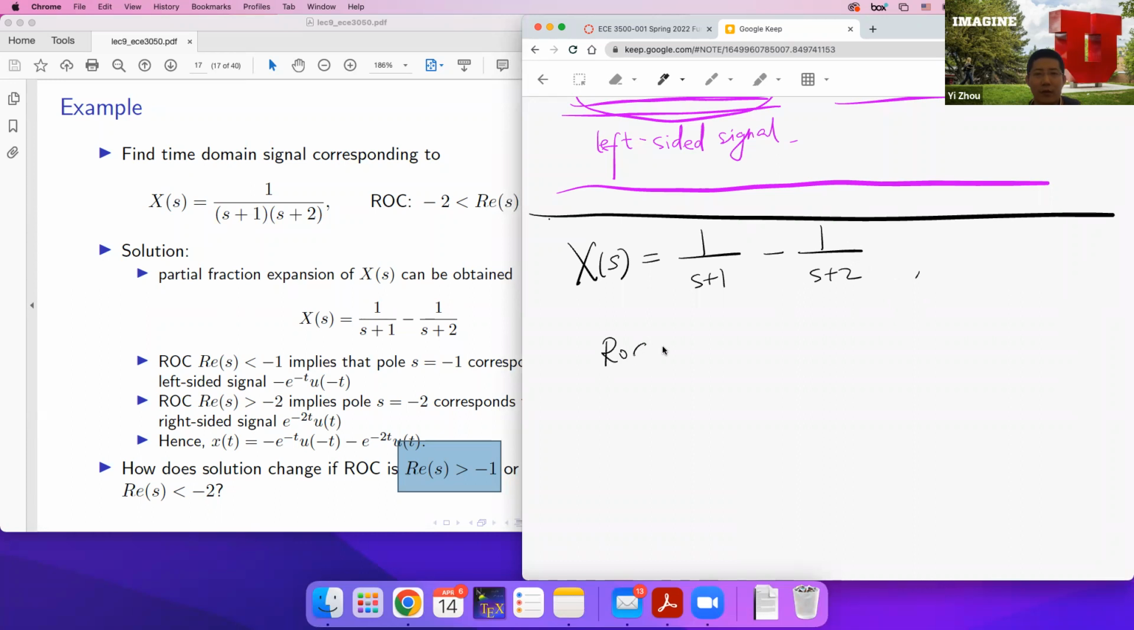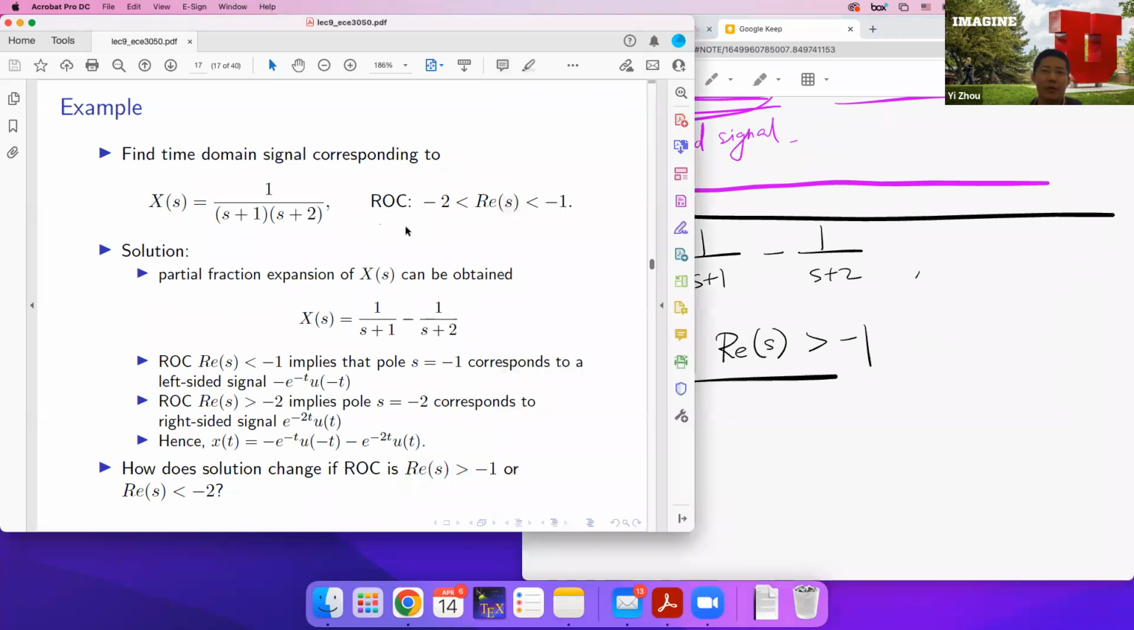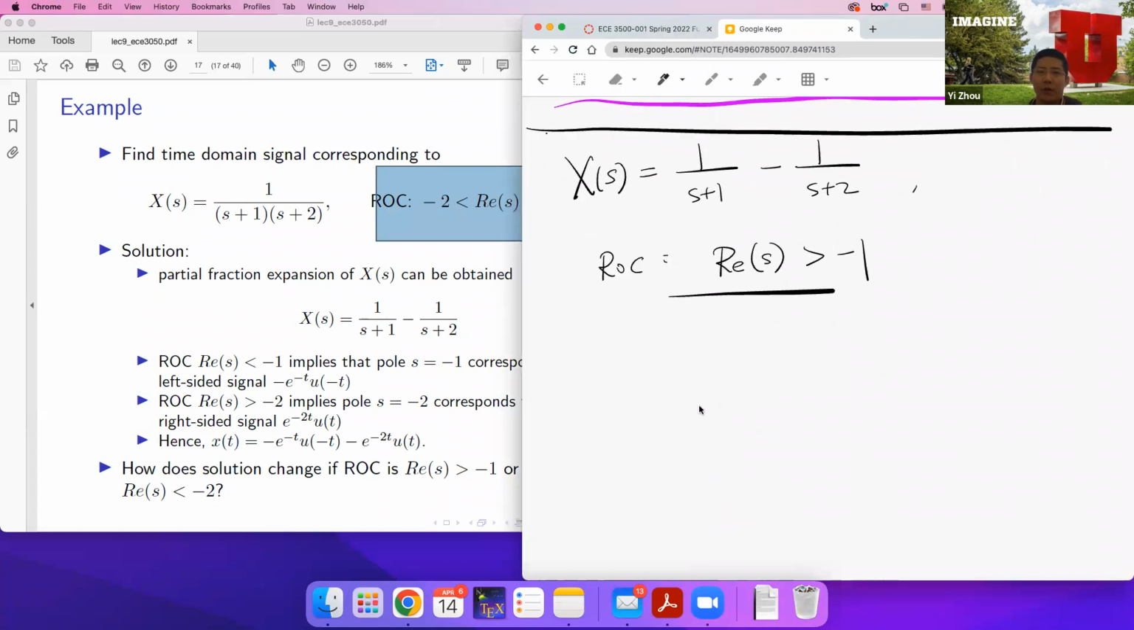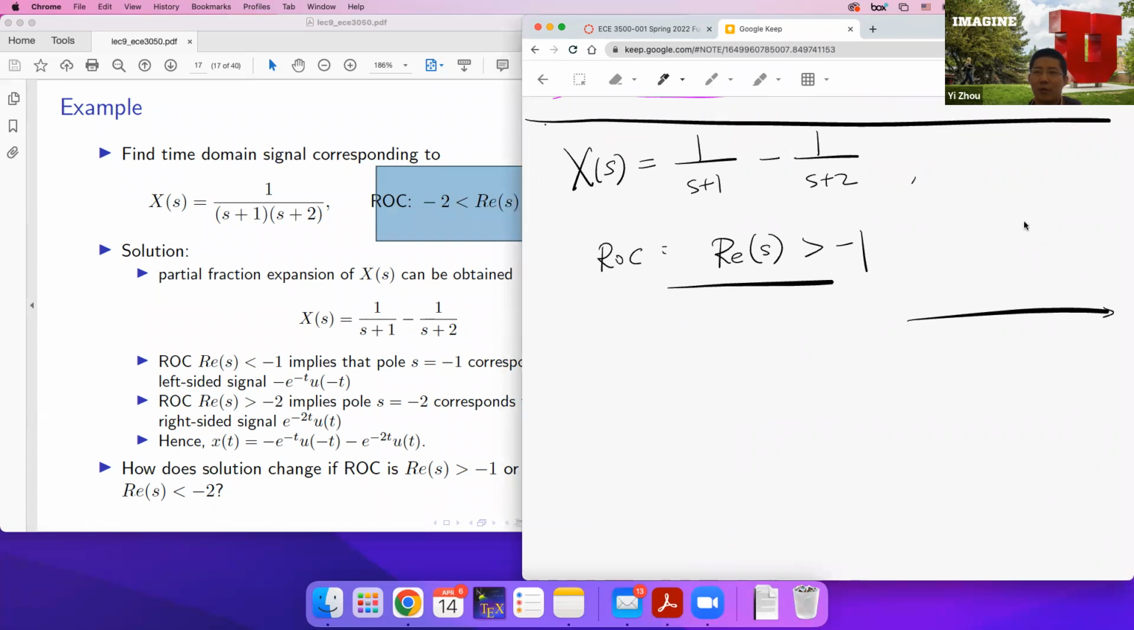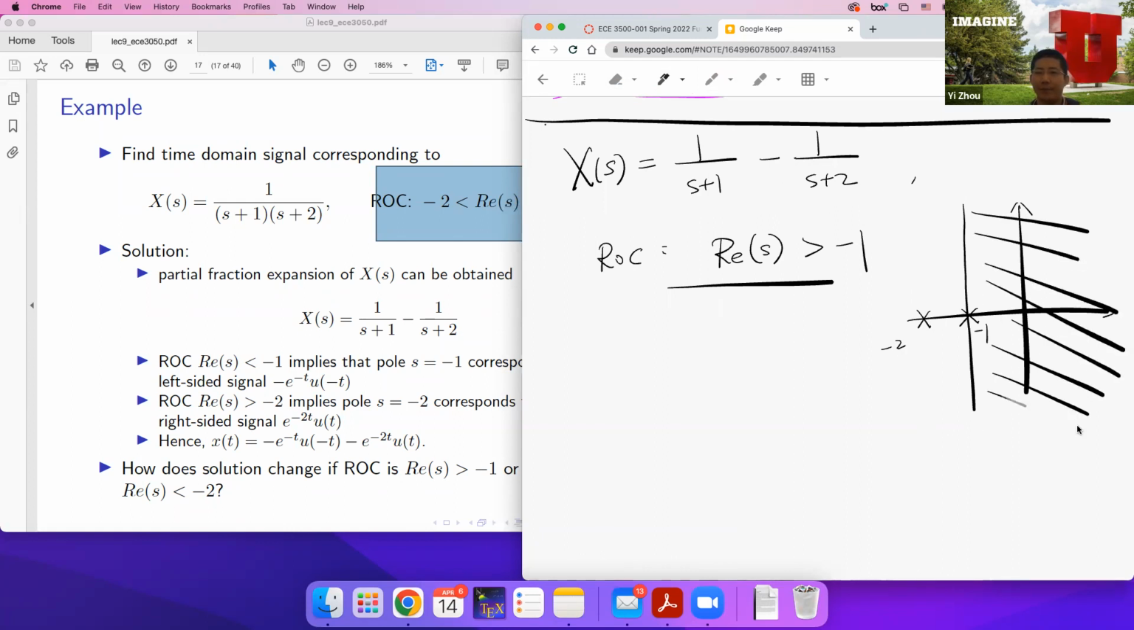Now, if the ROC is given as this one, instead of having this vertical strip, where this is negative one and this is negative two, the region of convergence is now given as to the right of negative one. So it's no longer that vertical strip. Given this Laplace transform and this ROC, what is the corresponding inverse? What is the corresponding signal in the time domain?